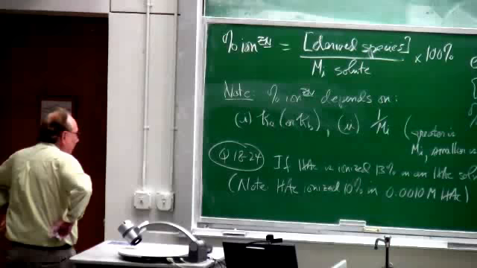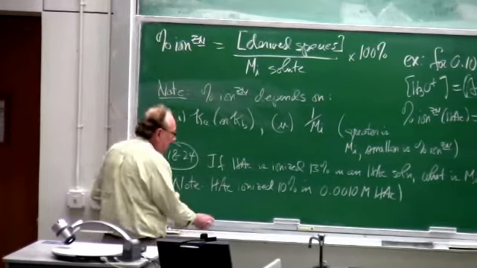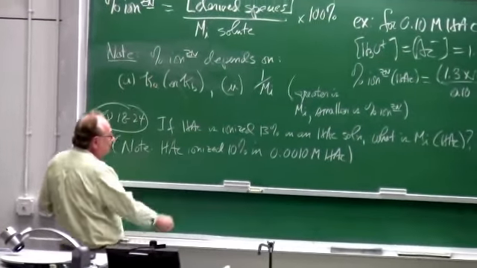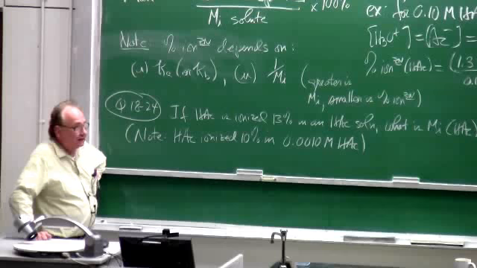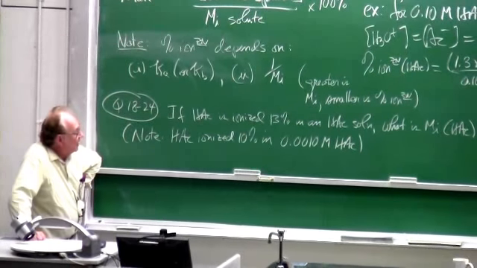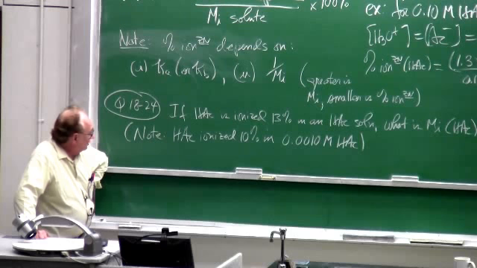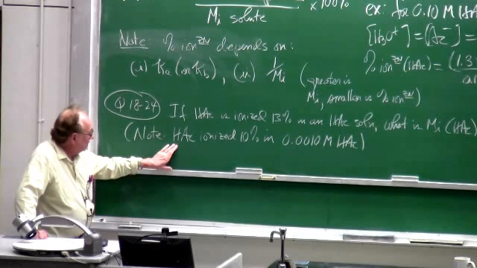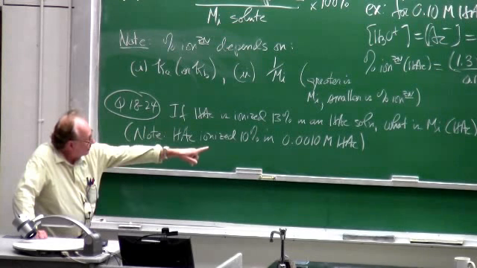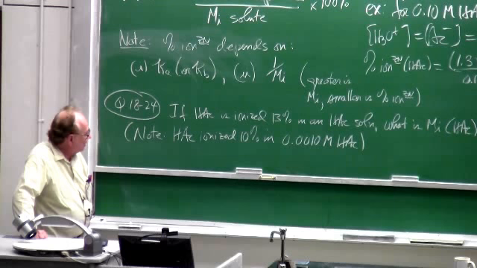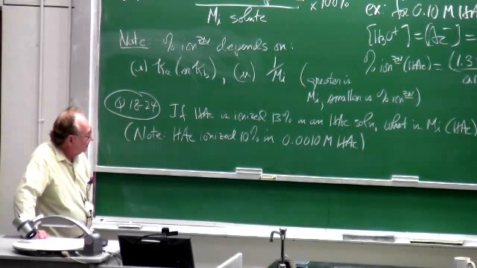Illustration. Question 1824. We're stating that acetic acid in a particular acetic acid solution is 13% ionized. Let's calculate M sub I for acetic acid. And associated with this, we'll provide this information. In 0.001 molar acetic acid solution, acetic acid is ionized 10%.